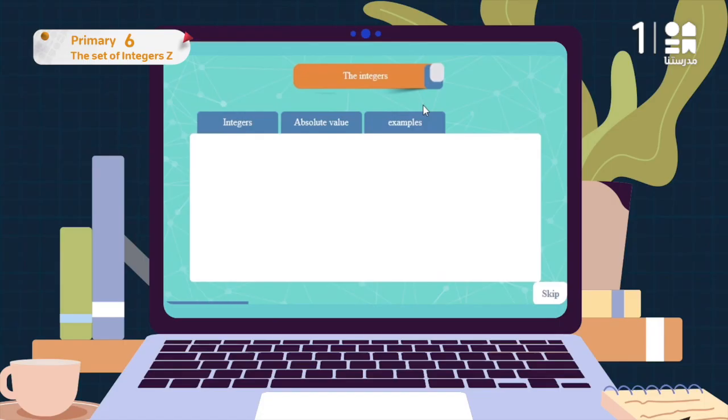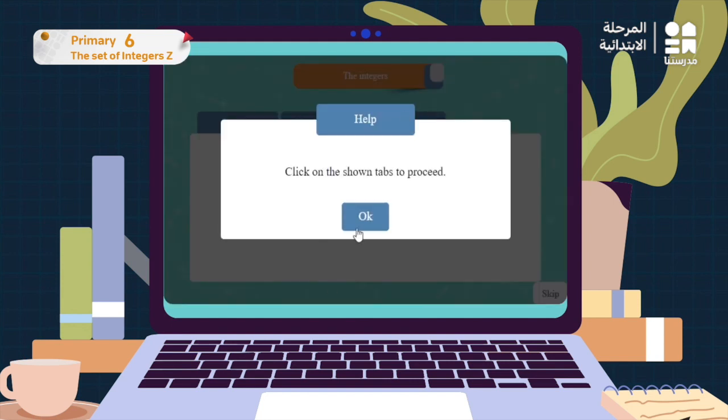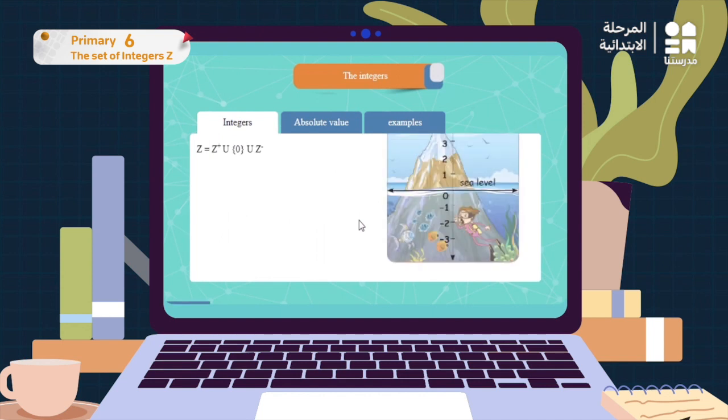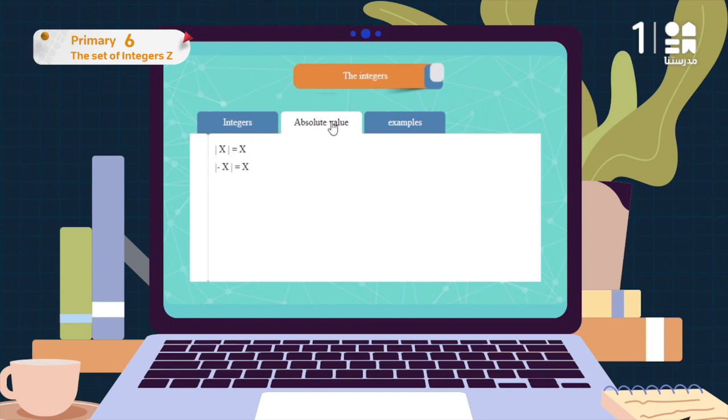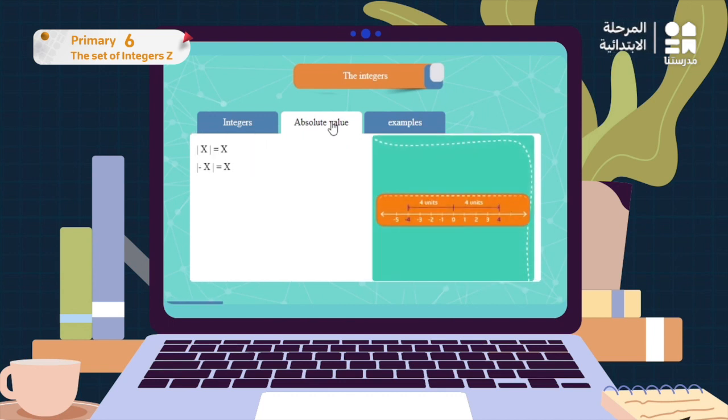In this lesson, we have learned about the integers, what they are, and what their absolute values are. Click on each tab to remember more. The integers consist of the negative numbers and the positive numbers and 0. The absolute value is the distance between the number on the number line and the 0 point. It's always a positive value, not a negative value, and the absolute value of 0 is 0.